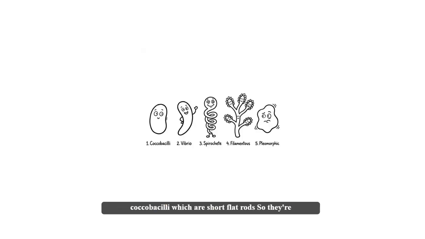We have cocobacilli, which are short, fat rods, so they're in between rods and being round. And then we have vibrios, which are comma-shaped or curved rods. Then we have spirilla or spirochetes. Spirilla are corkscrew-shaped, spirochetes are thinner and more flexible. Then we have filamentous or branching. These are long threads of branching rods. Some look a bit like fungus. And then we have pleomorphic. Now these are bacteria which have no fixed shape, so they can change from one shape to the next shape.